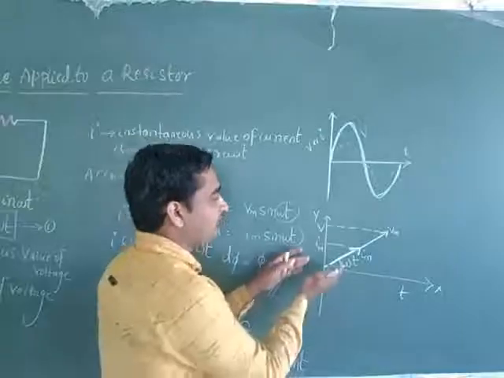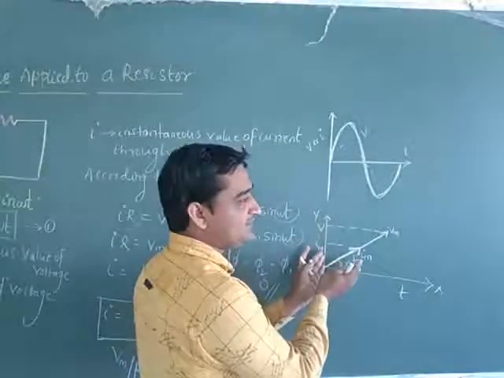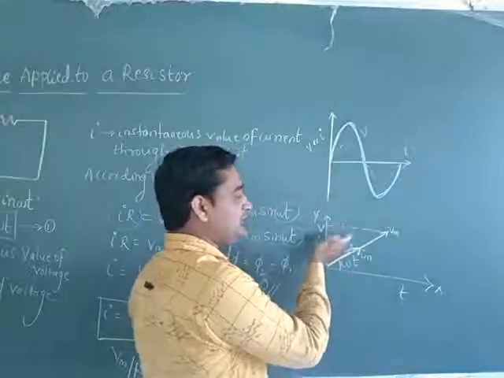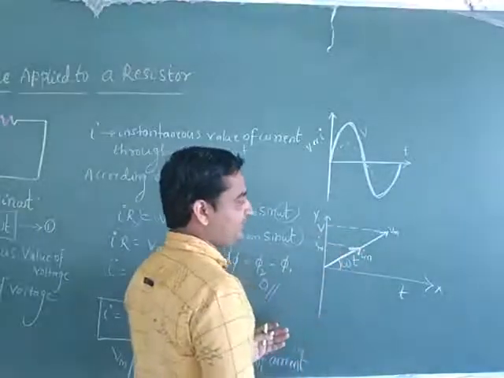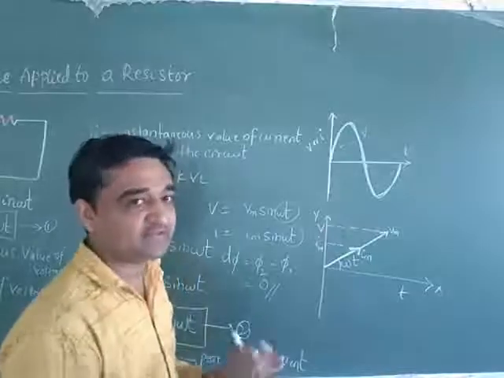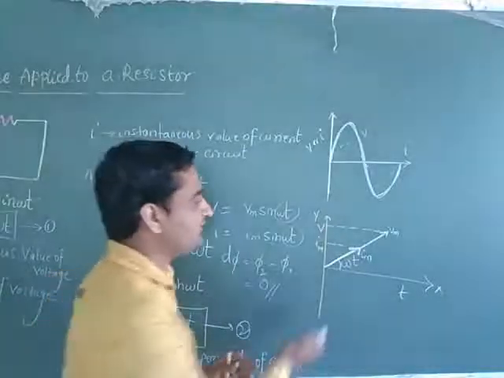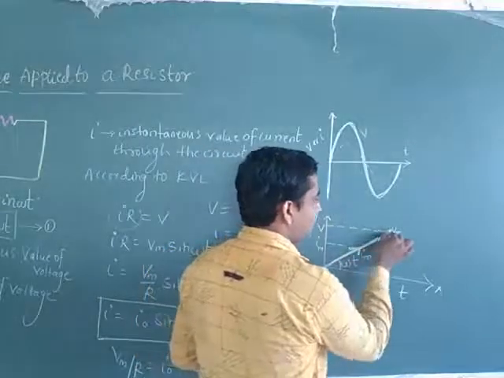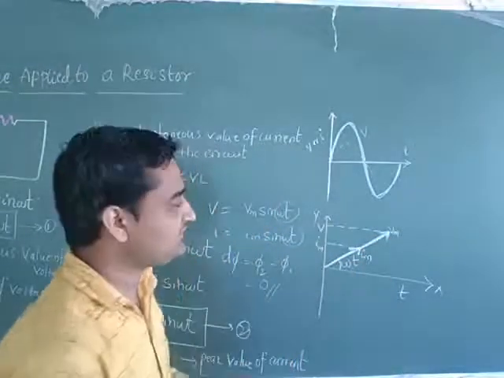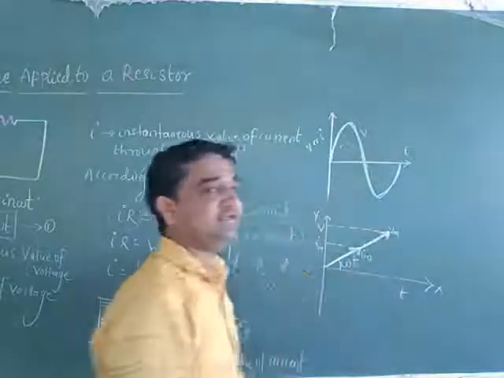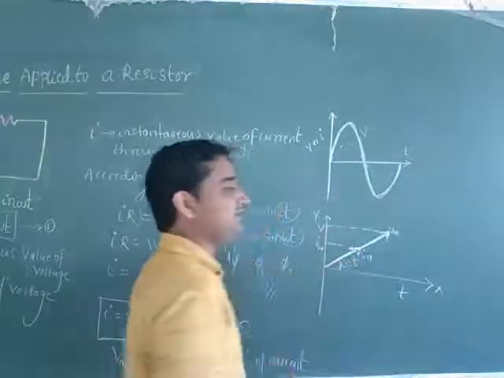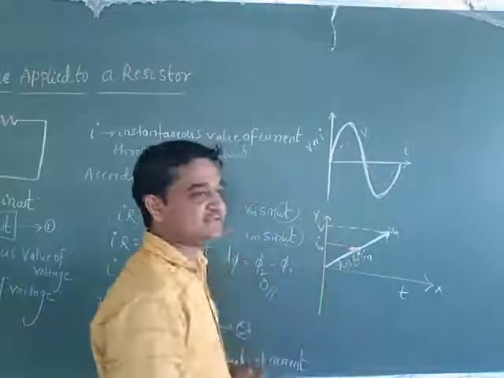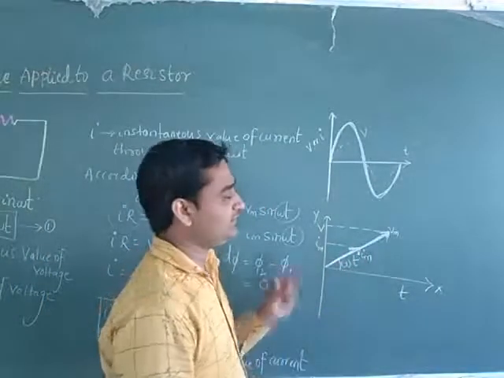Here the phase difference between the voltage and current is 0. That's why the two lines coincide. But in the other cases, when the current and voltage lead or lag, you will get these two lines in different positions. This length represents the peak value of the AC voltage, and this length represents the peak value of the AC current.